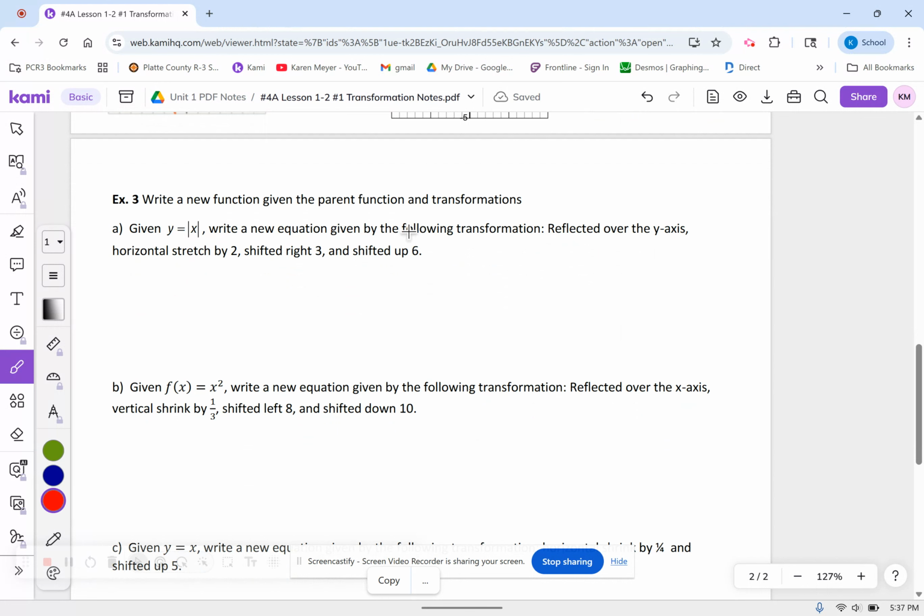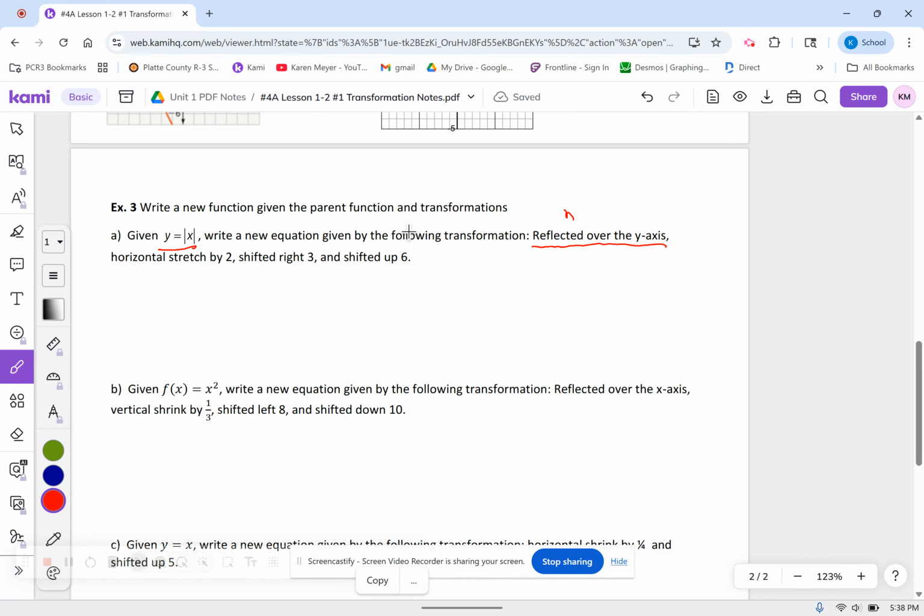Okay, so I tell you we're going to start with y equals the absolute value of x, and then here's your transformations. We have a reflection over the y-axis. So if we look up above, anytime you have a reflection, it's going to be a negative sign. You just have to decide, does it go outside the function or inside the function? And if it's a reflection on the y, that means it would be a negative inside the function.